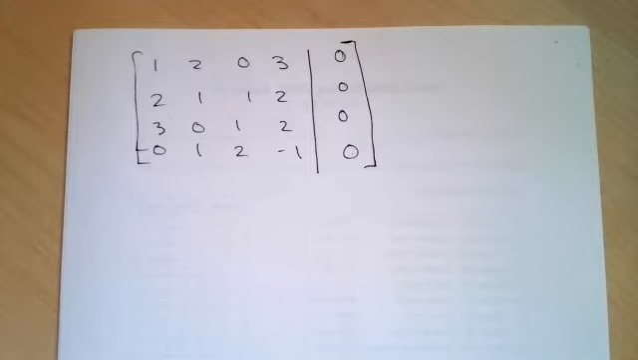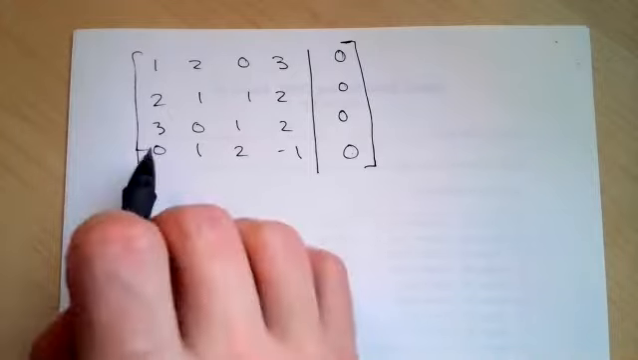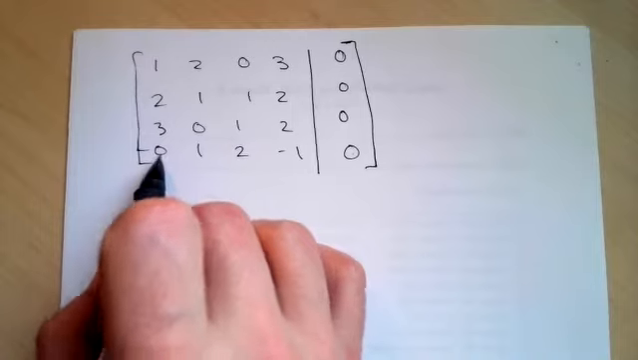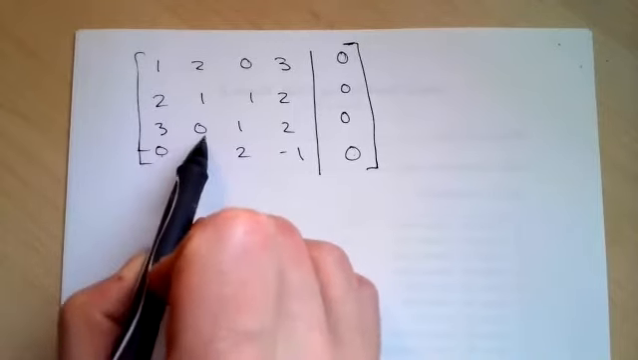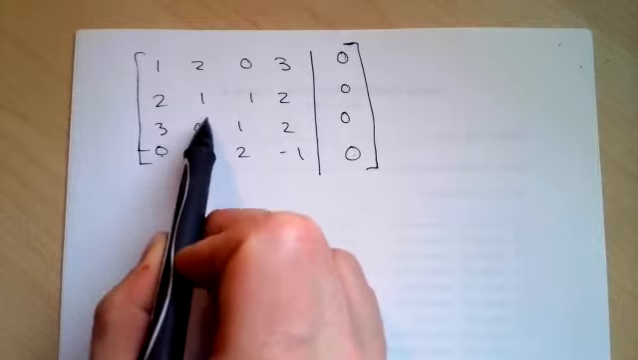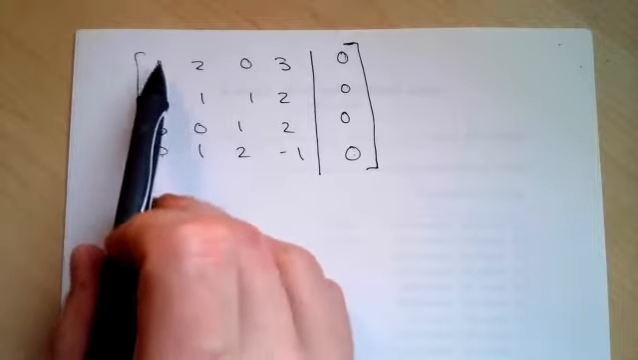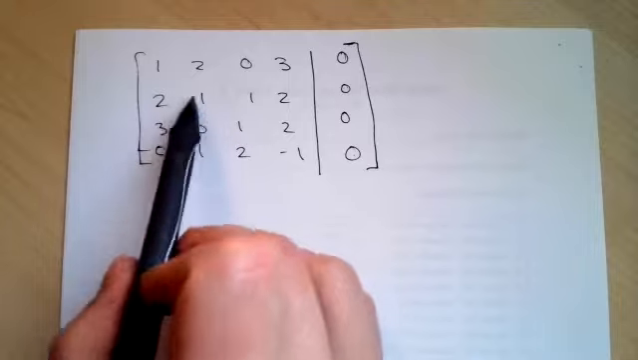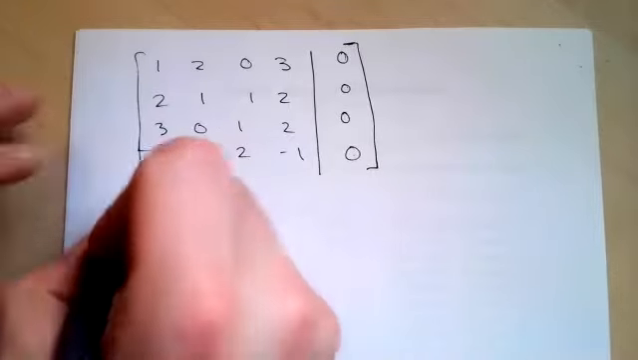So let's see. Row 4 looks pretty good with a 0 there. I like row 3, pretty good with a 0 there as well. We will ultimately want both of those to be 0. And then we maybe want to finagle row 1 and 2.